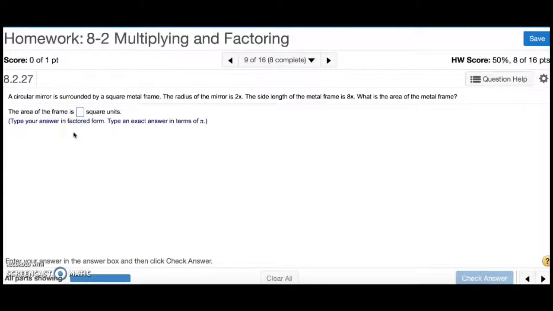All right, number 9. A circular mirror is surrounded by a metal square frame. The radius of the mirror is 2x. The side length of the metal frame is 8x. What is the area of the metal frame? So let's take a closer look at that. But before we do, notice how we need an exact answer in terms of pi. That means for our formulas, we will not be using 3.14, we will be using the symbol pi.